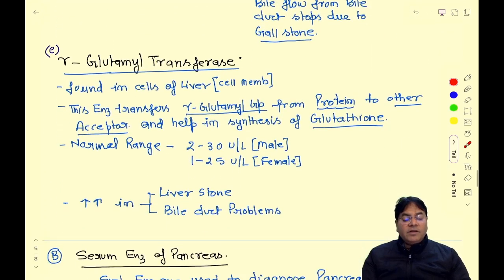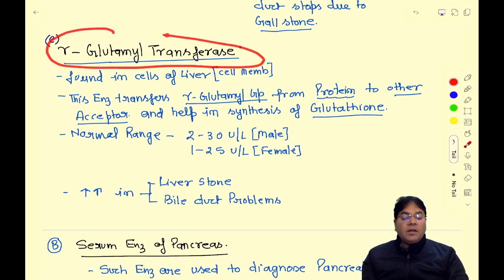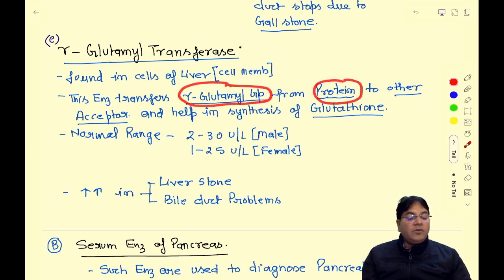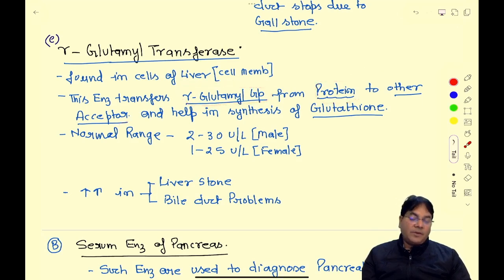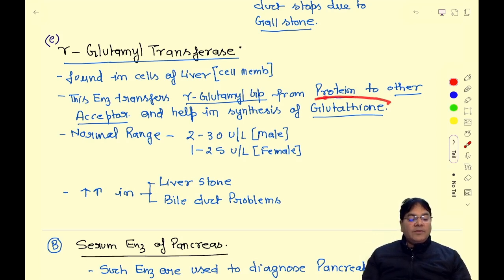Now, another enzyme which is released from the cells of the bile duct is gamma glutamyl transferase. Now, this enzyme is present in the cell membrane of these ducts, and what is the role? It transfers gamma glutamyl group from proteins to other acceptors. So if there is a protein, it will transfer the gamma glutamyl group. I am not going to show you the structure for that. It transfers from one protein to the other acceptors, and it also helps in the synthesis of a substance, glutathione. All right.